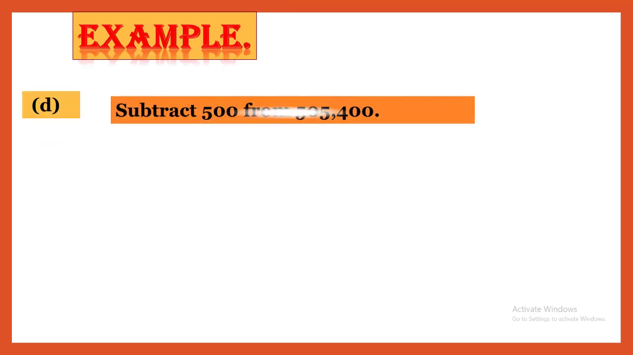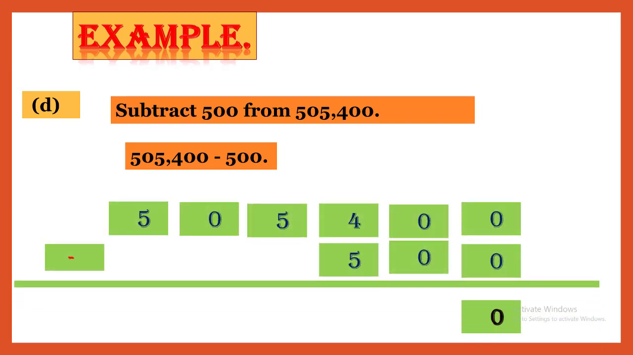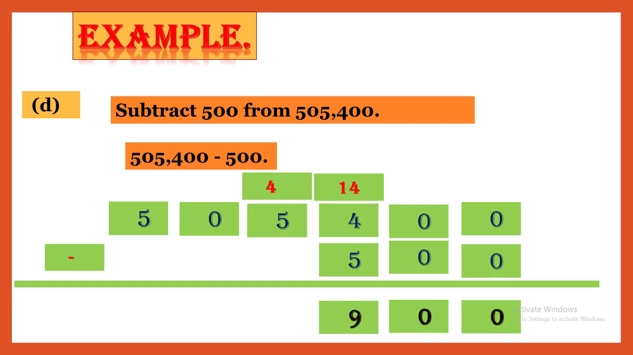Look at the next example. Our next example is subtract 500 from 5,400. Write them vertically. Look at the first column. 0 minus 0 is equal to 0. In the next column, 0 minus 0 is equal to 0. Look at the next column. We cannot subtract 5 from 4. We have to take 1 carry from next column, which is 5. When we take 1 carry from 5, 4 will become 14, 5 will become 4. Then we subtract 5 from 14, we get answer 9.